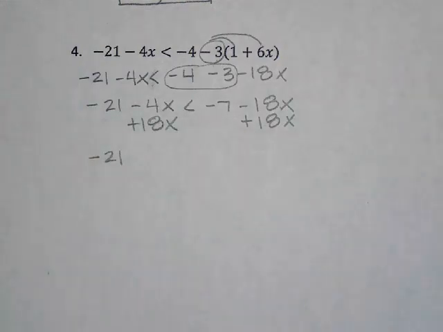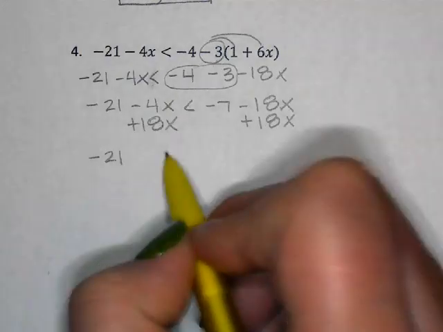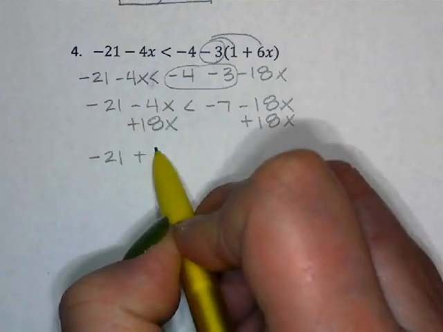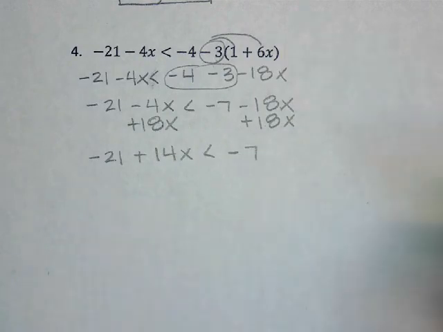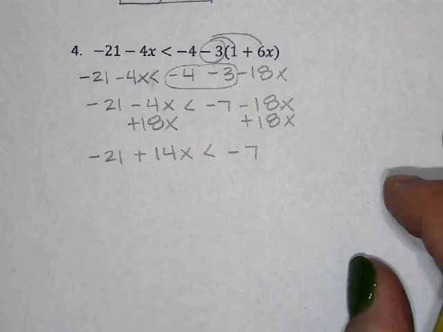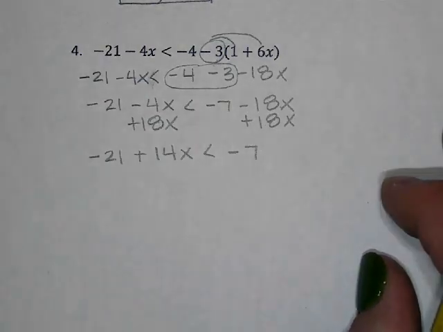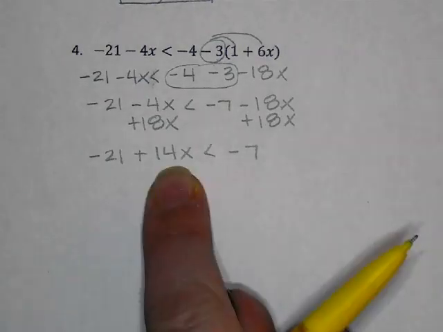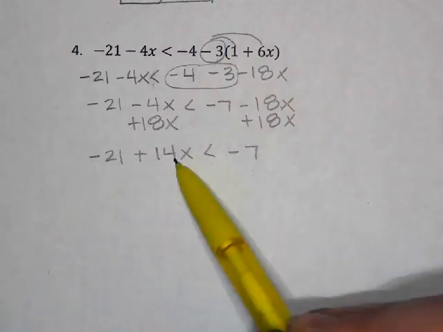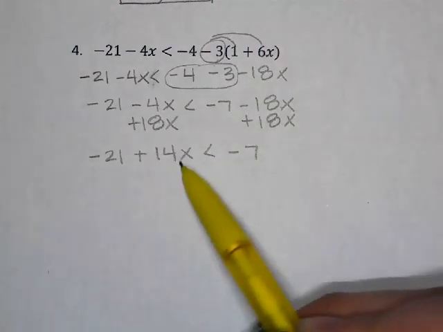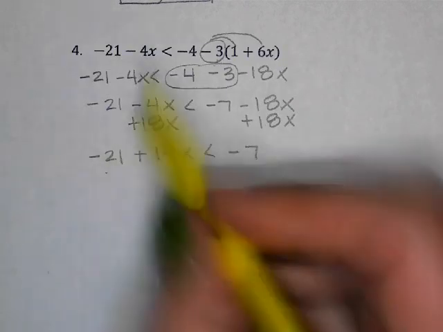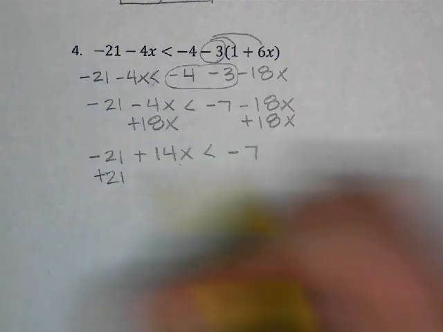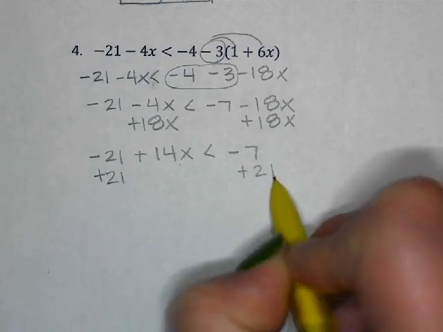So -21, +14, and then we wanted the x to be the only thing that is on that side. So to make the x the only thing, we're getting rid of a -21, +21. Okay, 14x.